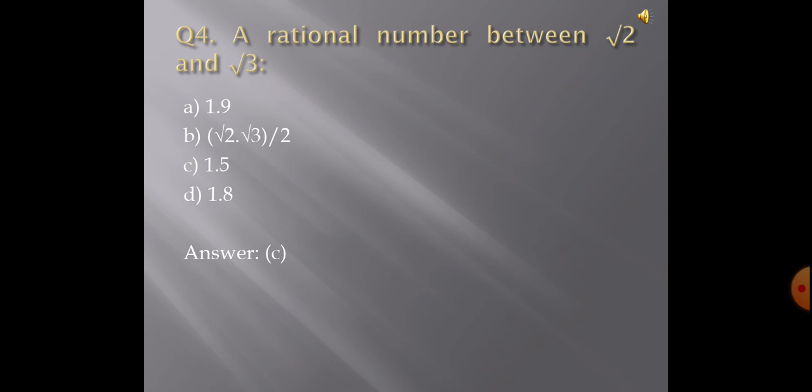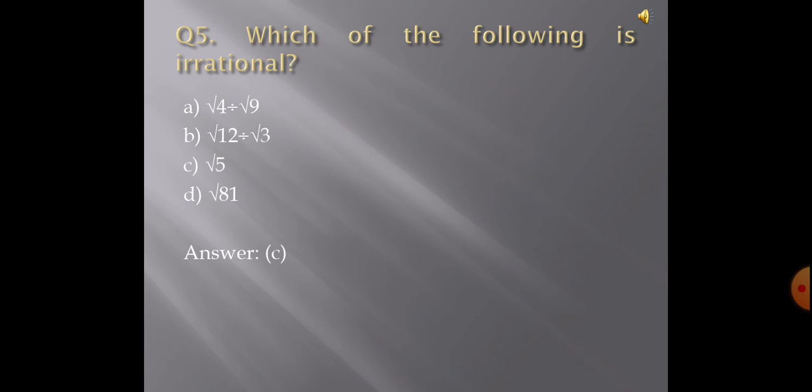Question number 4. A rational number between root 2 and root 3. Now in this question you are going to find that rational number which comes between root 2 and root 3. Question number 5. Which of the following is irrational? Now in this question you have to tell which of the following is irrational and take the correct answer from the following options.